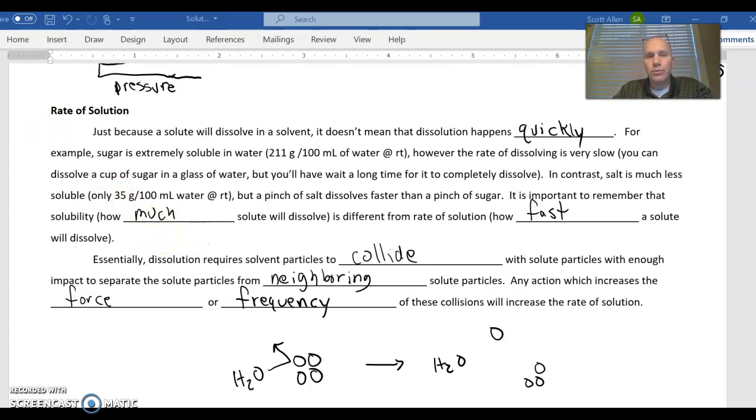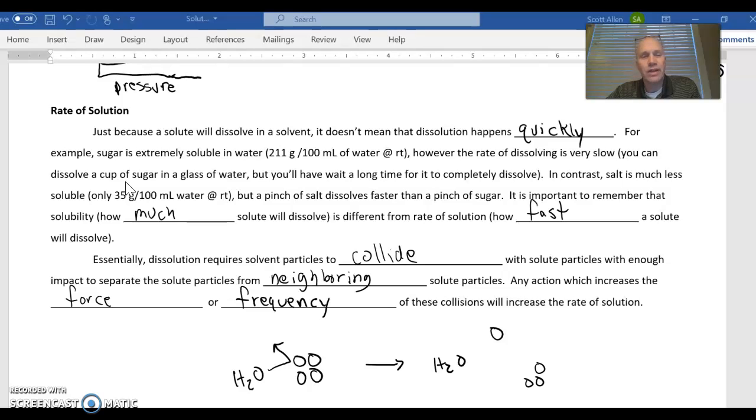So I wanted to say a little bit about rate of solution. So far we've talked about this concept of solubility, and solubility literally talks about how much of a solute would be able to dissolve in a solvent. But that says nothing about how fast the process of dissolving occurs. There are some factors that will affect how fast this process occurs.